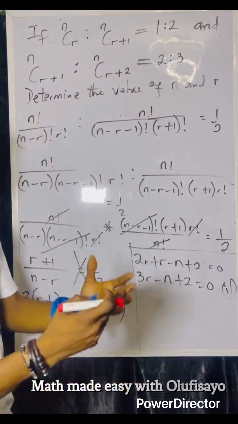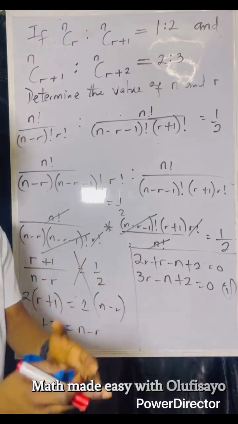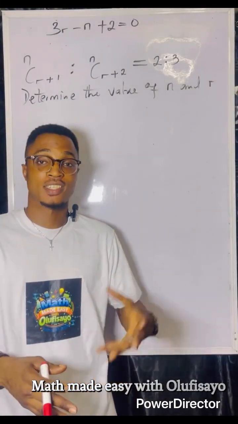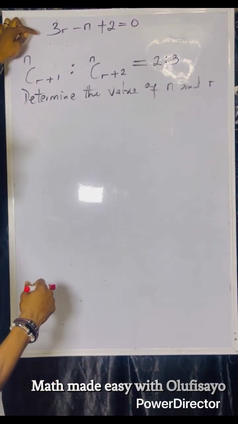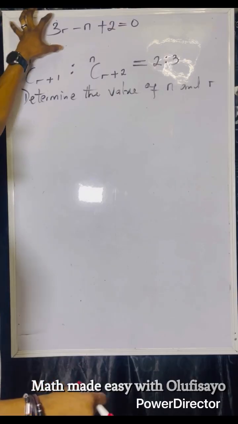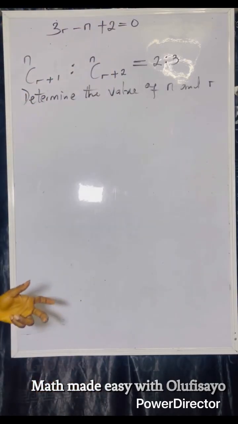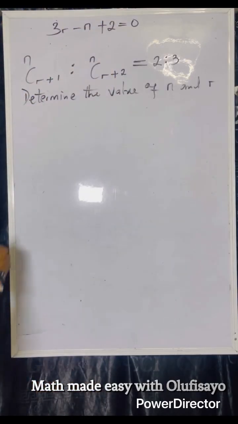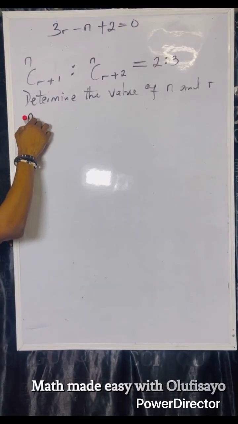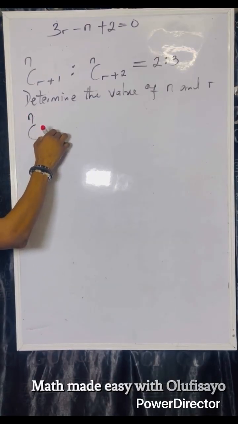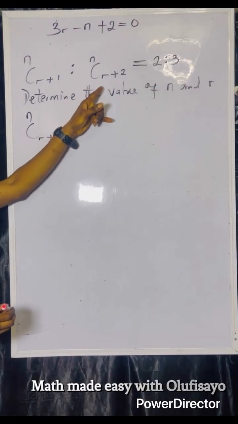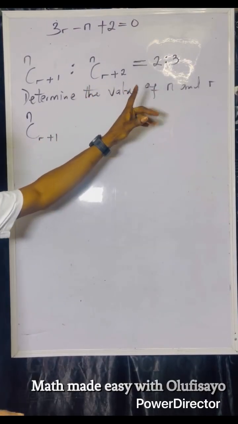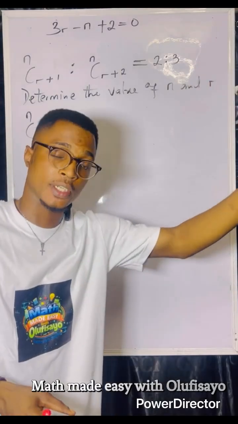So let us use the same logic for equation 2. Don't forget that the first equation led us to this, so that's why I put it here, because of space. So let us look at the second equation. We have n combination r + 1 ratio n combination r + 2 equals 2 ratio 3.